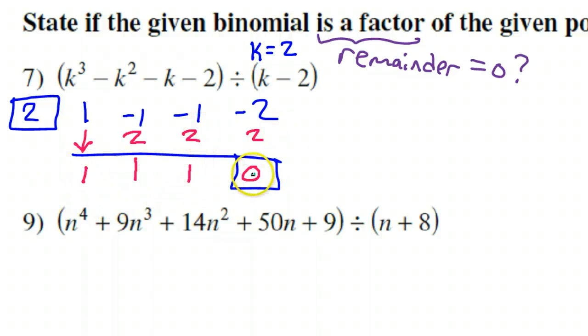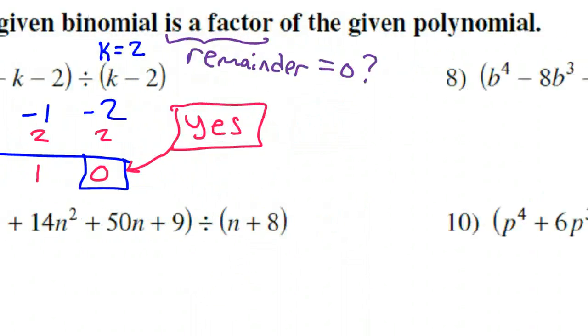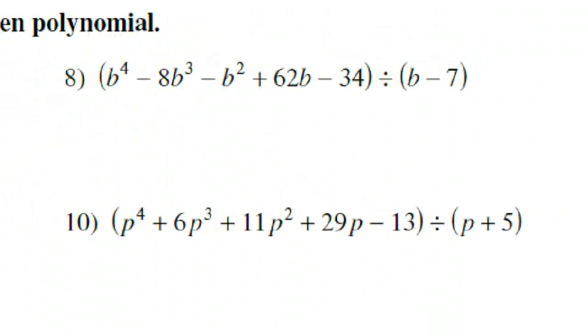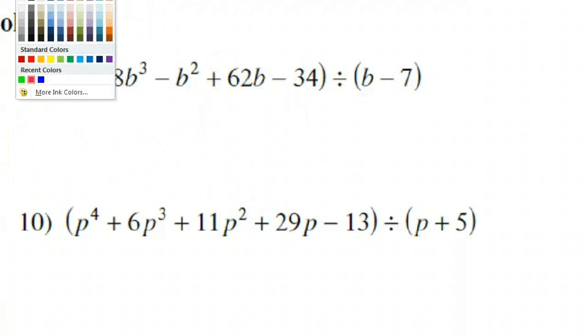So we don't need to put the variables back in. We see that the remainder is 0, and so we will just simply say yes, because they asked us a yes or no question. Is the binomial a factor? Well, we got remainder 0, so yes, it is a factor. Okay, meaning it divides in evenly. Alright, so you see the process. I'm going to speed up a little bit on this now.